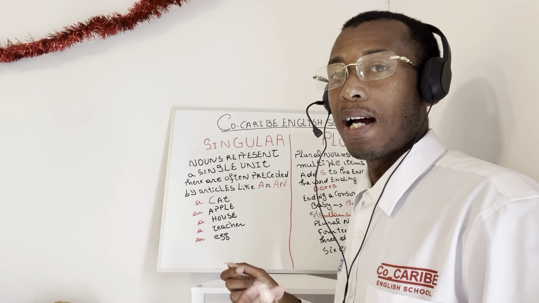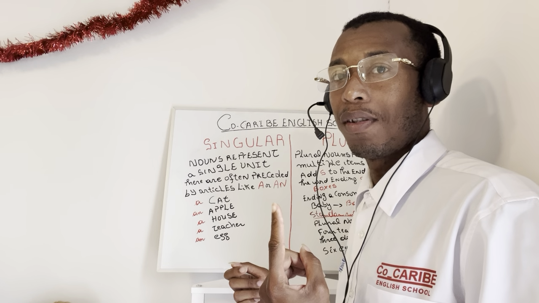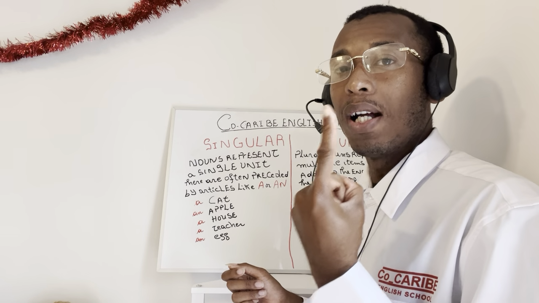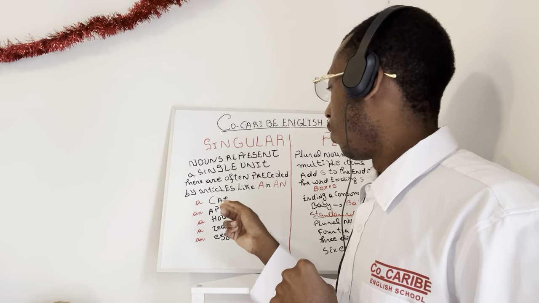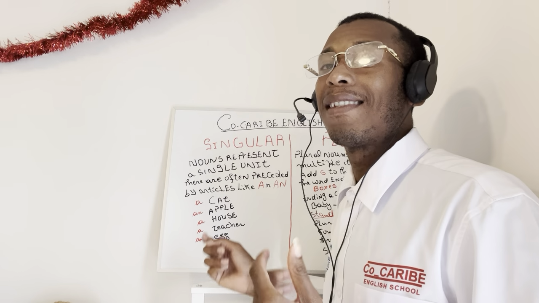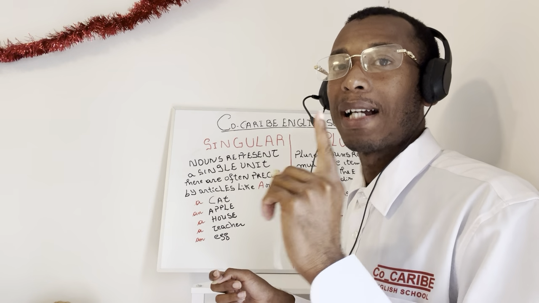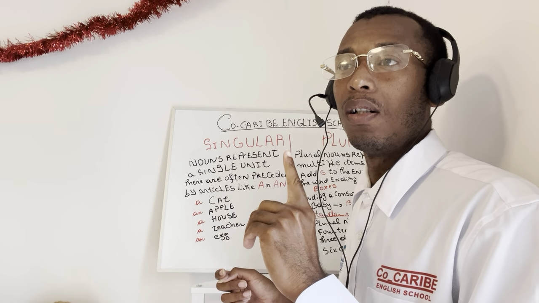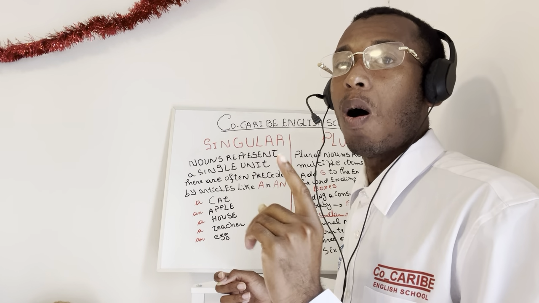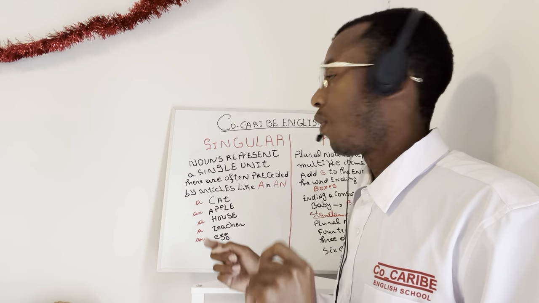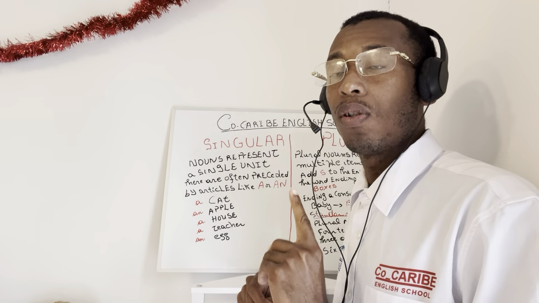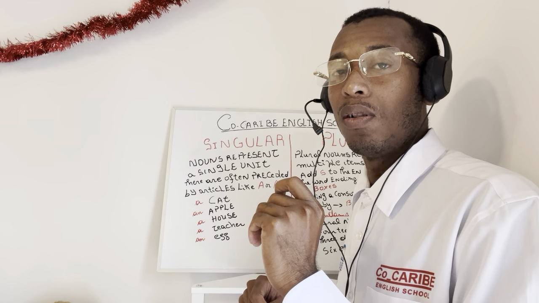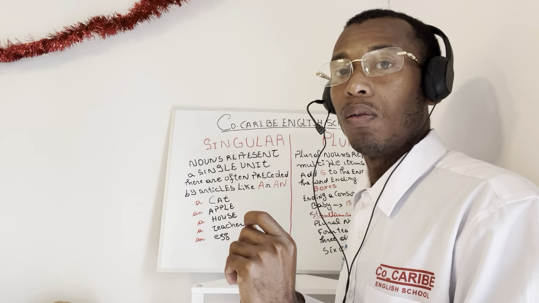How many houses do they have? One house. When it's about one, it is singular. How many cats? One cat, singular. That's why they use a. A for singular.